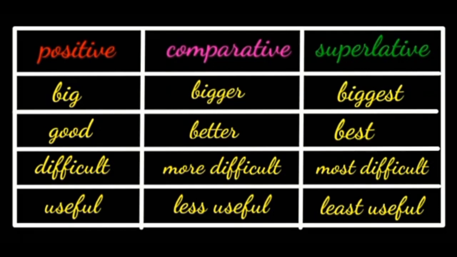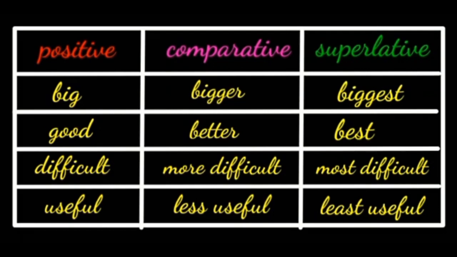Now the second one. Some adjectives are irregular. Their comparative and superlative forms are different words. Look at that, children. Good, better, best. These forms are totally different words. Good for positive, better for comparative, and best for superlative.